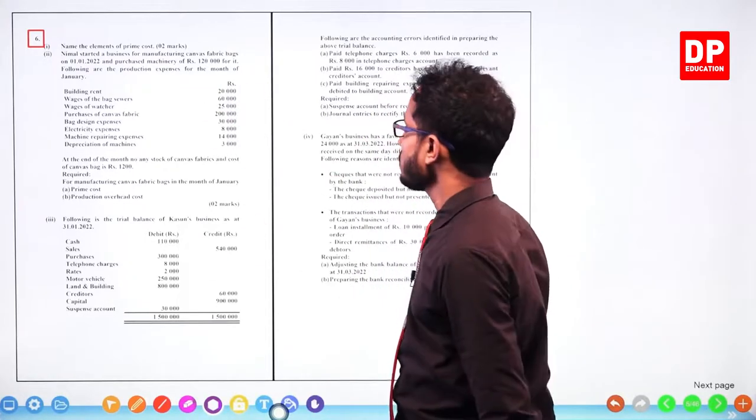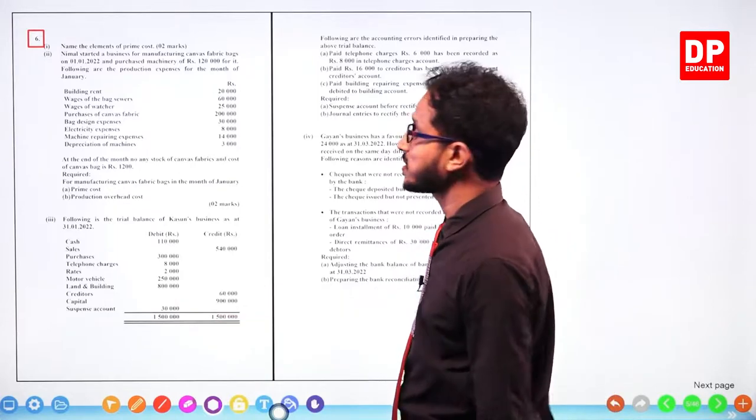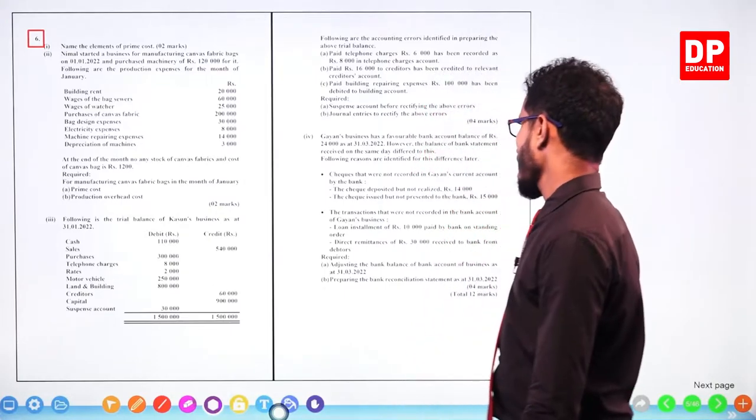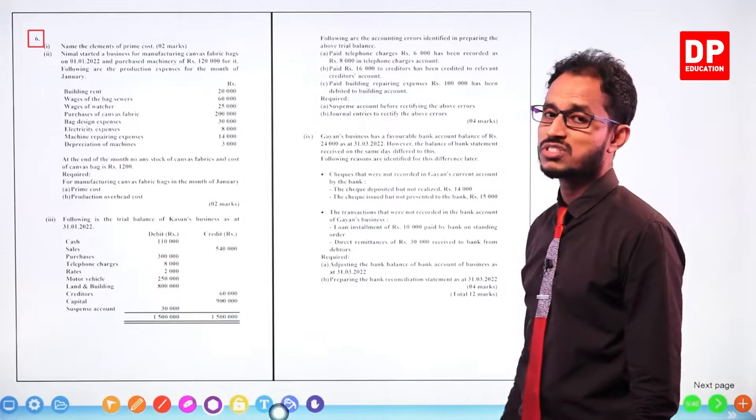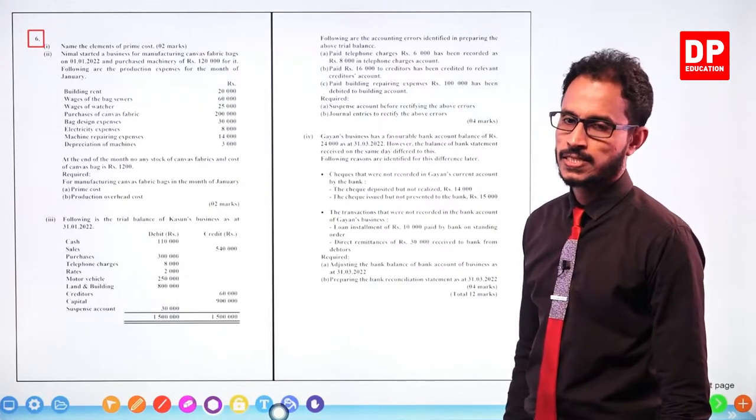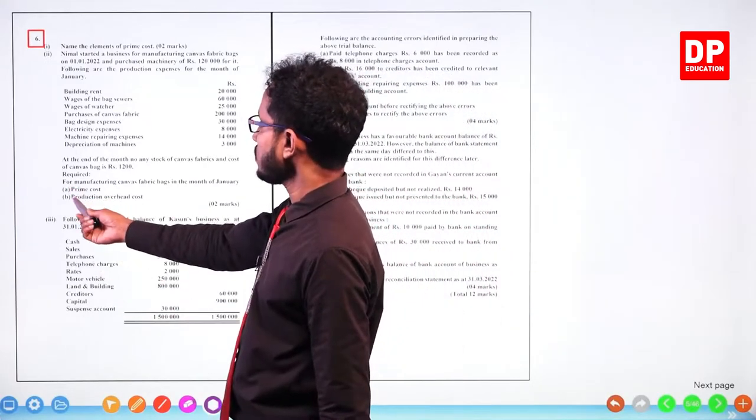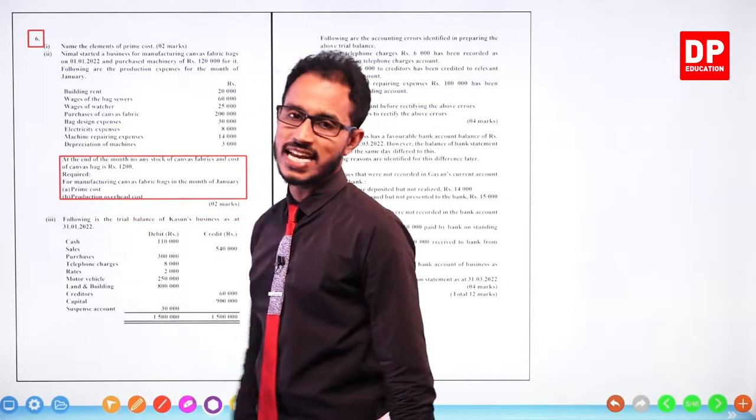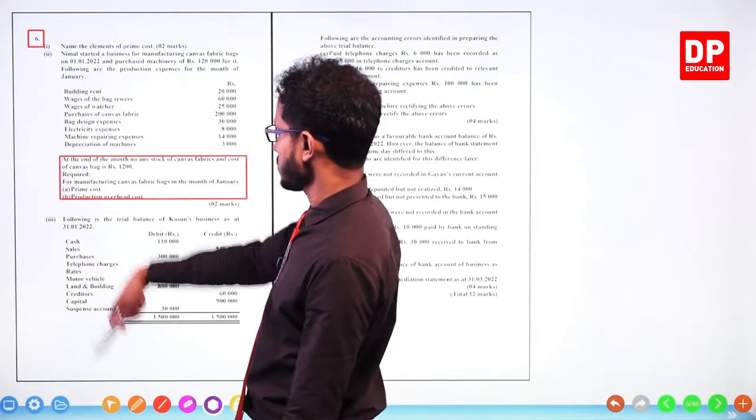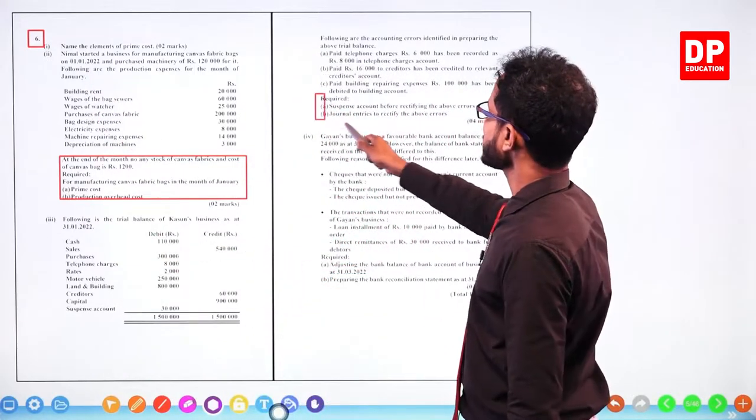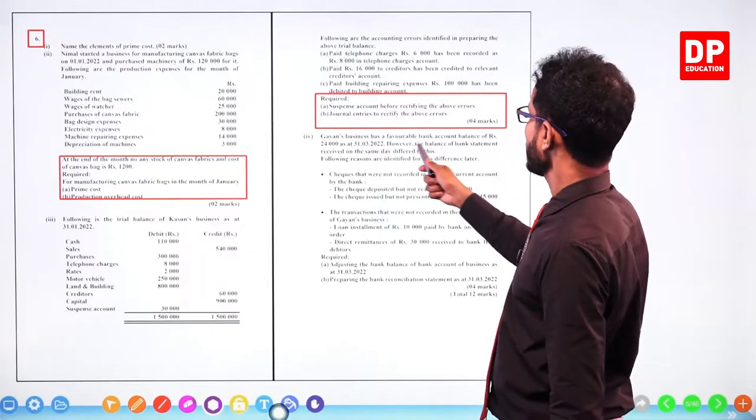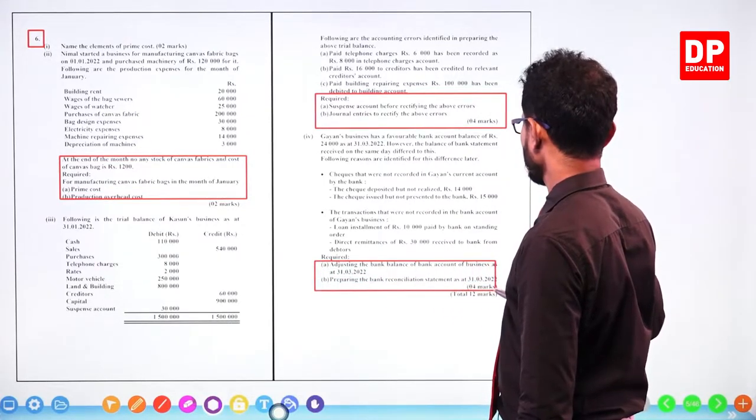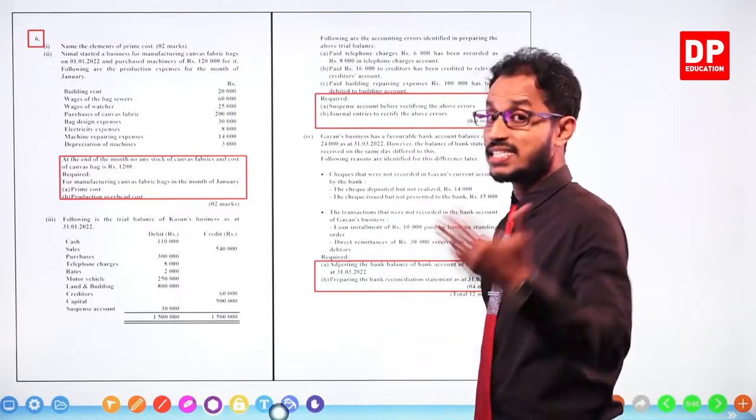Question number 6 comes from what? Double entry and bank reconciliation and correction of errors. Those lessons, mostly. Now you can see, even the statement of production cost, you could get in the sixth question, right? Then correction of errors, see? And bank reconciliation. These lessons come in the sixth question.